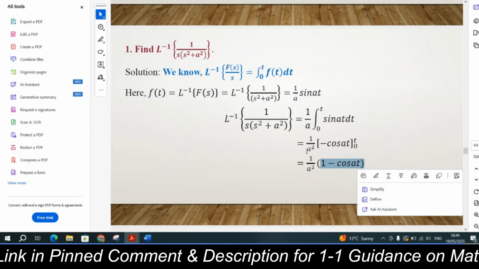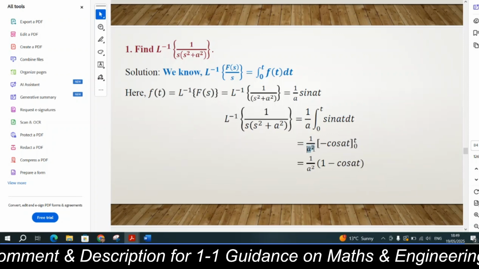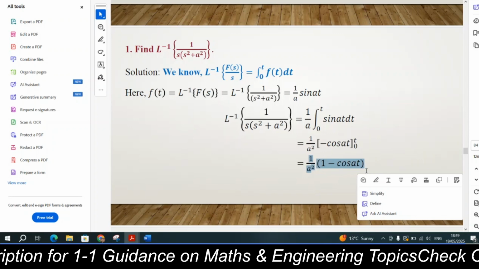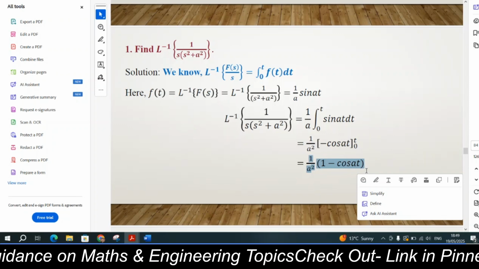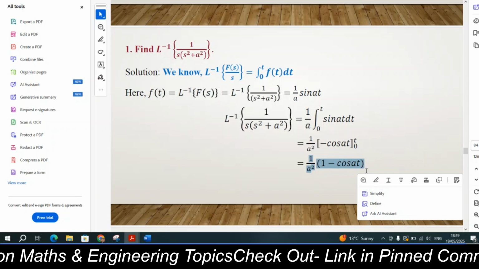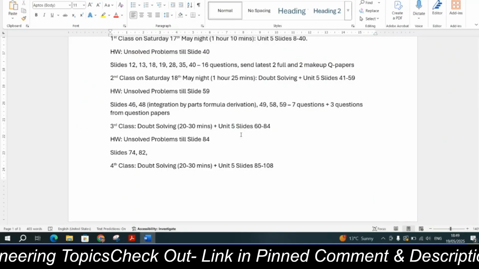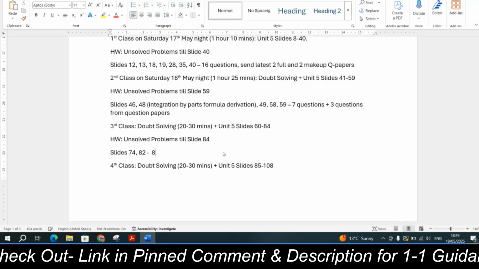If you put t first, it will be negative cos at, and minus of minus cos 0. Cos 0 is 1. So minus of minus plus 1. So 1 minus cos at. And there will be an a square. Sorry, I forgot about the a square because you have an at over here. After integration, you'll have another 1 upon a coming up. So 1 by a square.